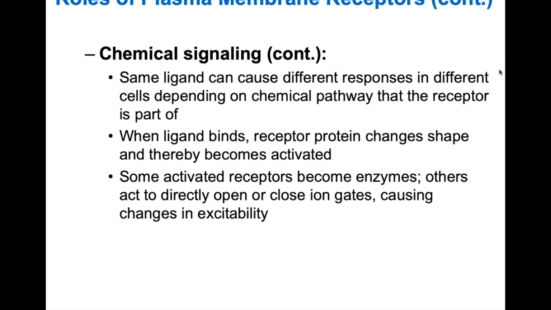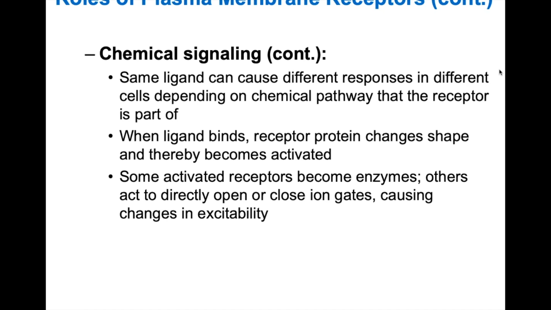When you have a ligand that binds, the receptor protein changes shape. It's a conformation change and becomes activated, which can trigger other things to happen. Some activated receptors become enzymes themselves. Remember, enzymes are a catalyst. They speed up chemical reactions.